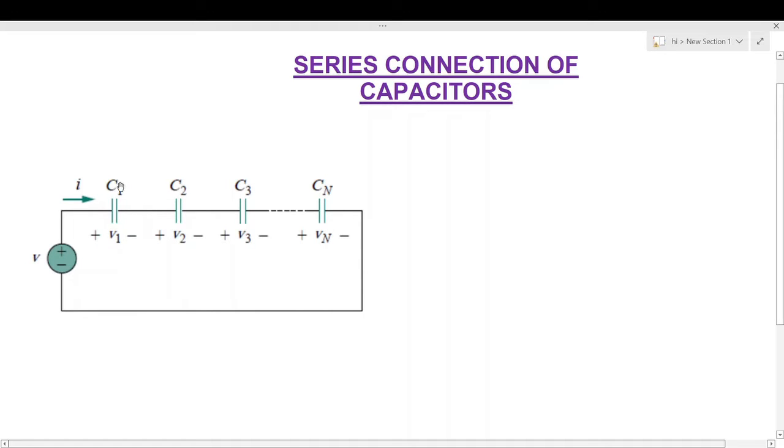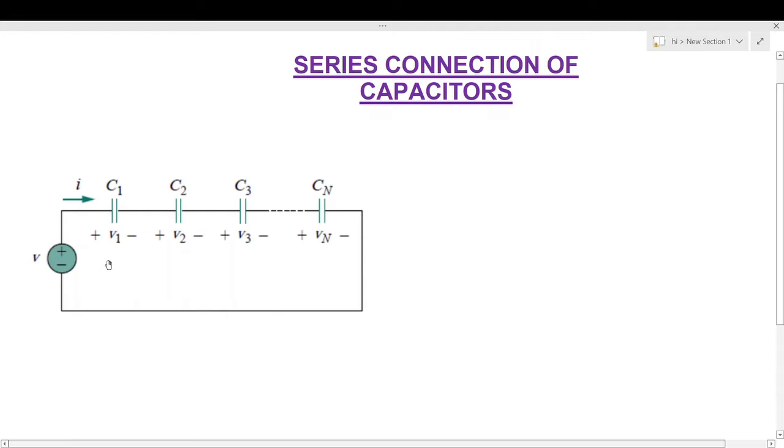The voltage drop across C1 will be V1, C2 will be V2, C3 will be V3, and finally the voltage across the nth capacitor will be Vn. Now we need to find out the equivalent capacitance of the circuit to find out the amount of current which is flowing in the circuit.